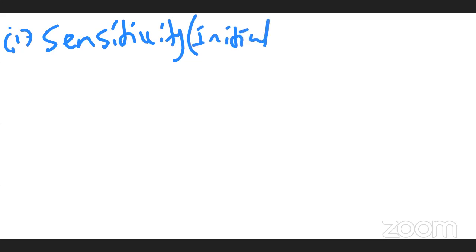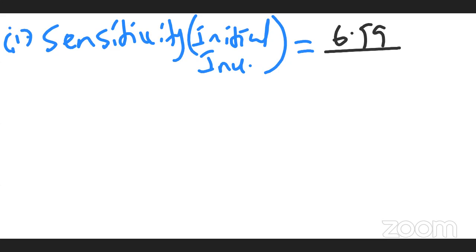So let's look at the first one, and that is going to be sensitivity to the initial investment. If we are dealing with the sensitivity of the project to the initial investment, remember our NPV is 6.99. We divide that by the present value of the initial cost, that is 100, and times 100%. So that is going to give us approximately 7%.